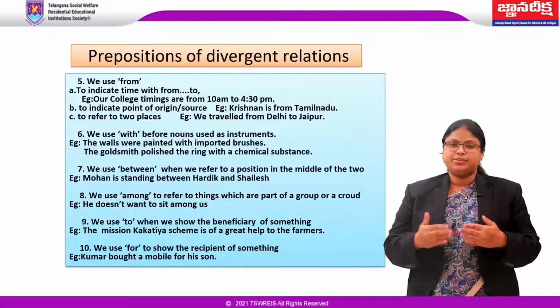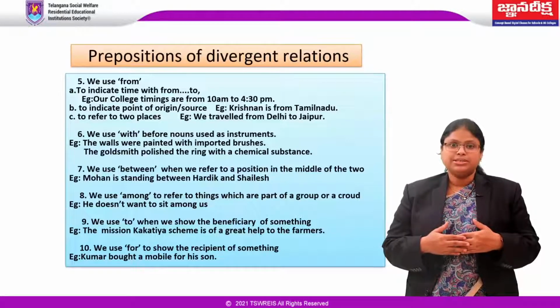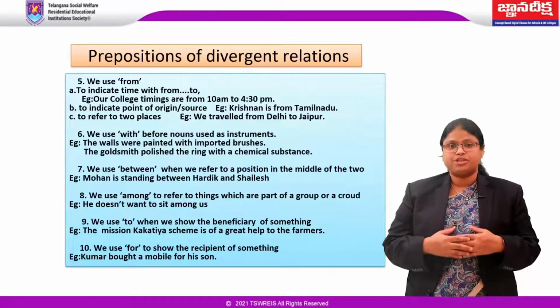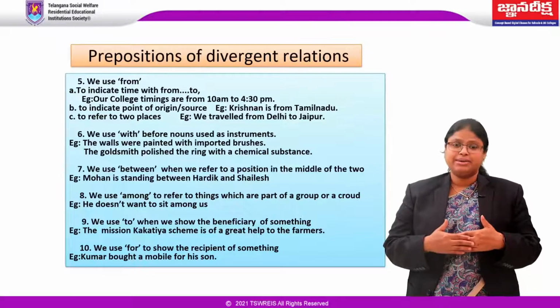The sixth one is with. We use with before nouns used as instruments. For example, the walls were painted with imported brushes. The goldsmith polished the ring with a chemical substance.